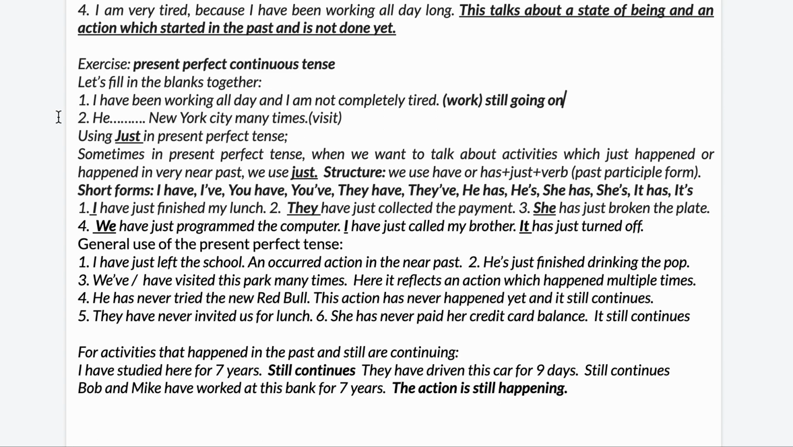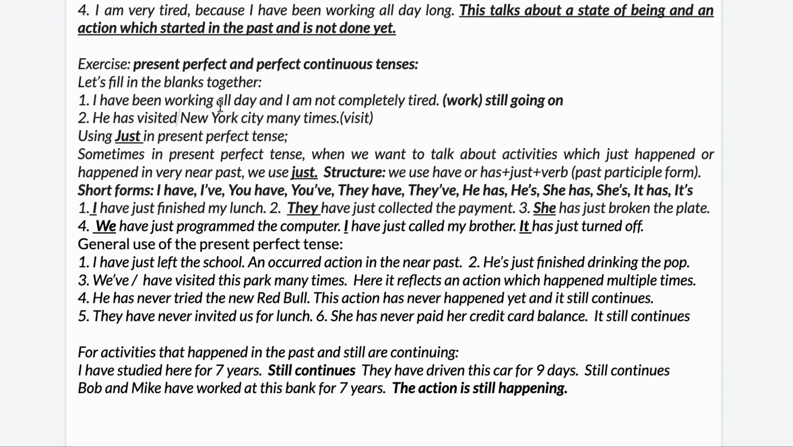He visit New York City many times. He has visited. So here, let's do this: present perfect and present perfect continuous tenses. The first one is present perfect continuous. The second example is present perfect. So let's do it this way: he has visited. What's our verb? Visit. So, he has visited New York City many times. Let's say using just and the present perfect tense.